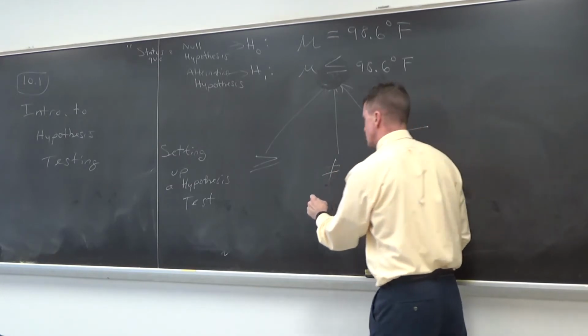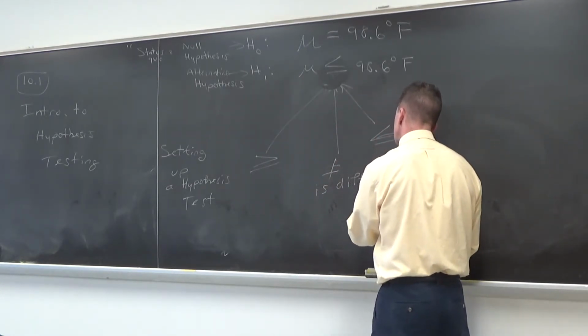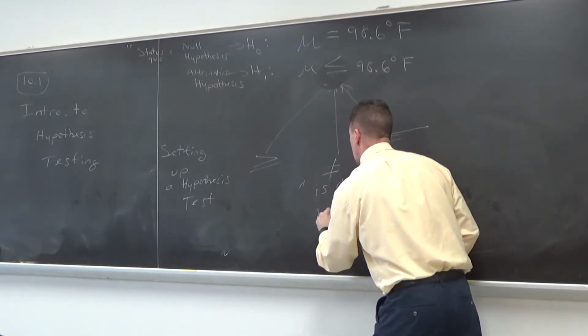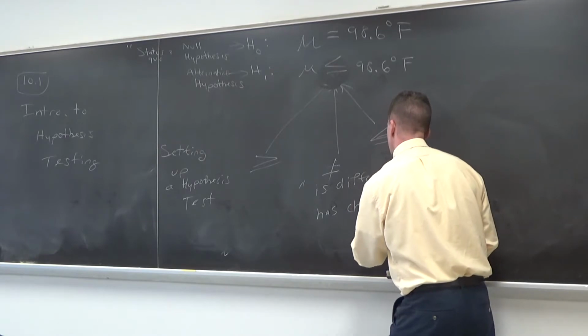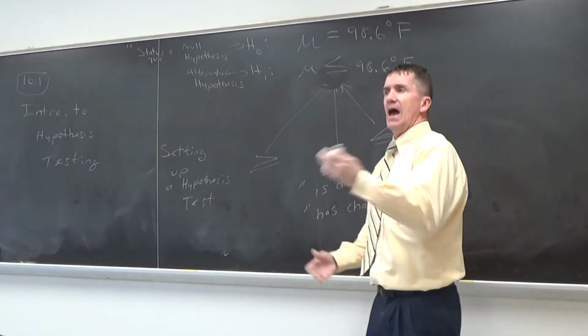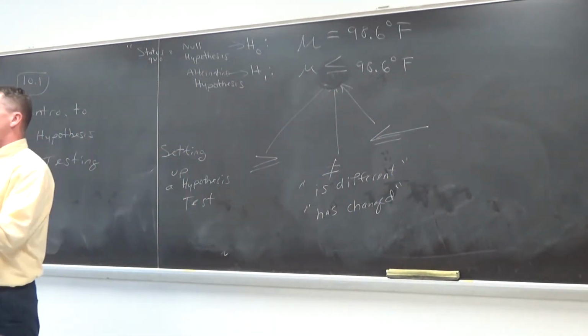When do you put the not equals to? If they say "is different," if they use that wording, or sometimes there's another phrase they like to use, if they say "has changed." So when they say "is different" or "has changed," they haven't indicated if you're going greater than or less than. I'm going to put a not equal to.